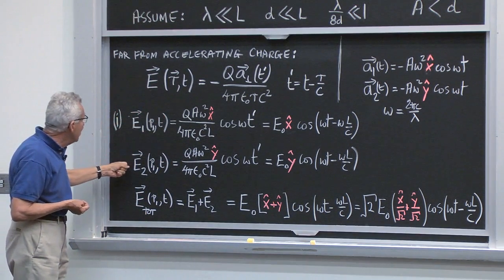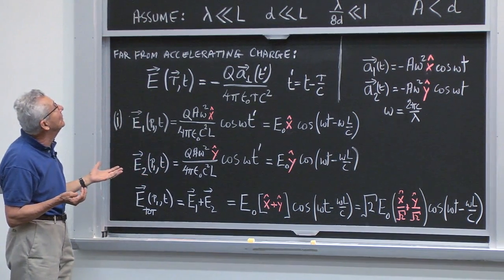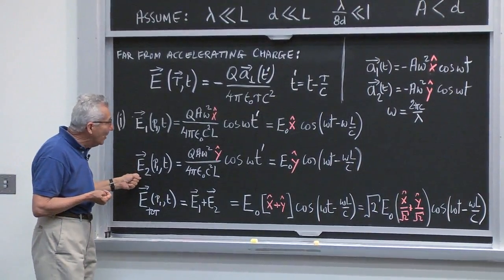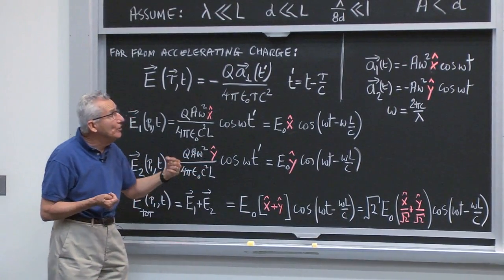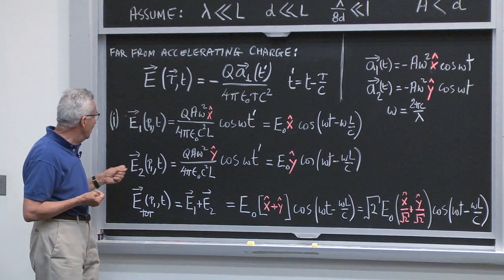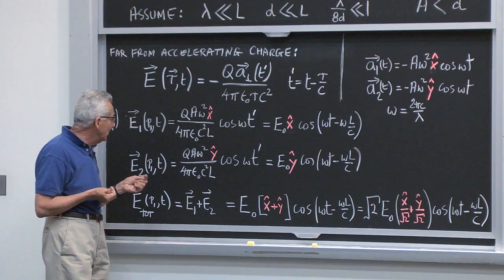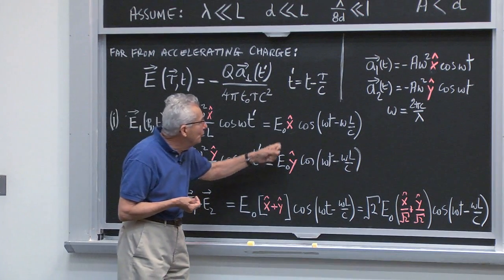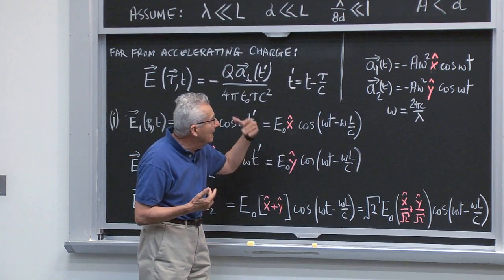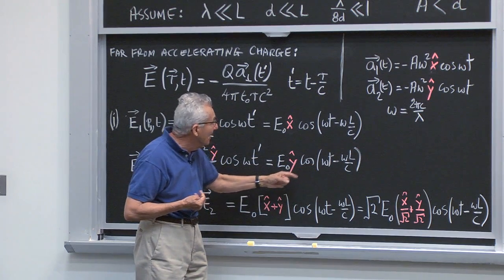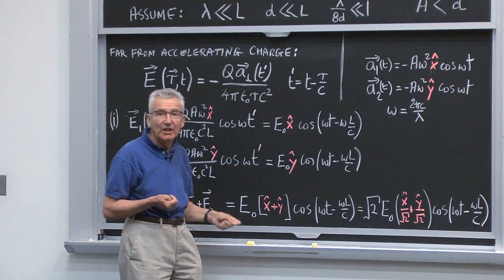Similarly, I can do the same for the second one. Everything is the same. The only difference in that case is that now the acceleration is along the y-axis, and therefore the electric field is polarized along the y direction. So at the point P1, the two electric fields are the same. They're both oscillating in phase with the same frequency, etc. But this one is pointing in the x direction, this in the y direction.